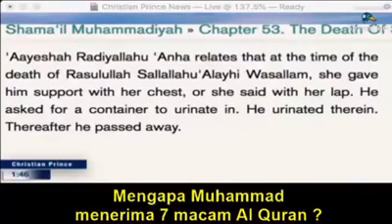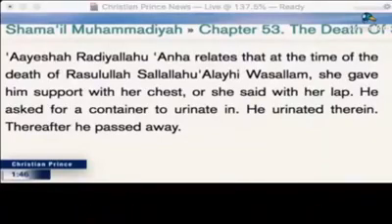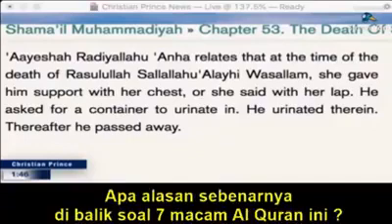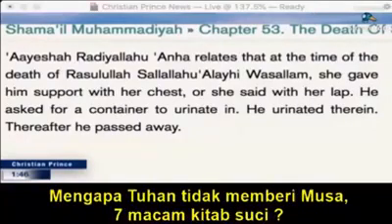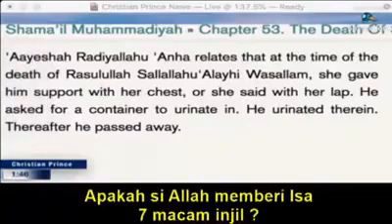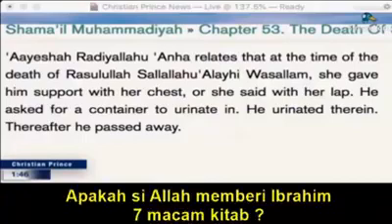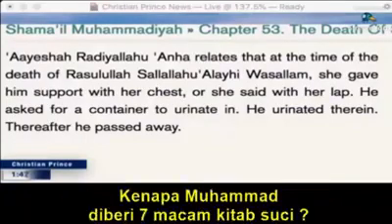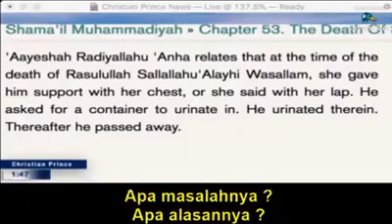Why did Muhammad receive 7 Qurans? What was the real reason behind the 7 Quran thing? Why did God not give Musa 7 Qurans? Did Allah give Isa 7 Injils? Did Allah give Abraham 7 books? Why was Muhammad given 7 books? What was the problem? What is the reason?